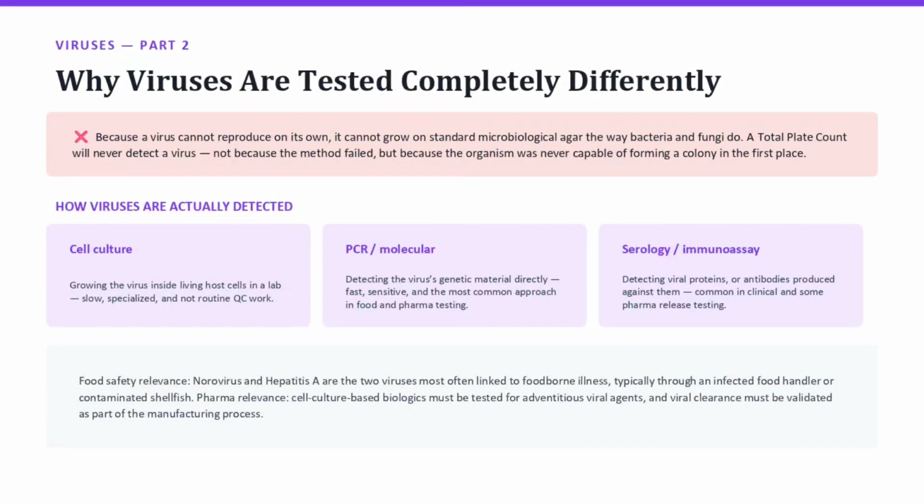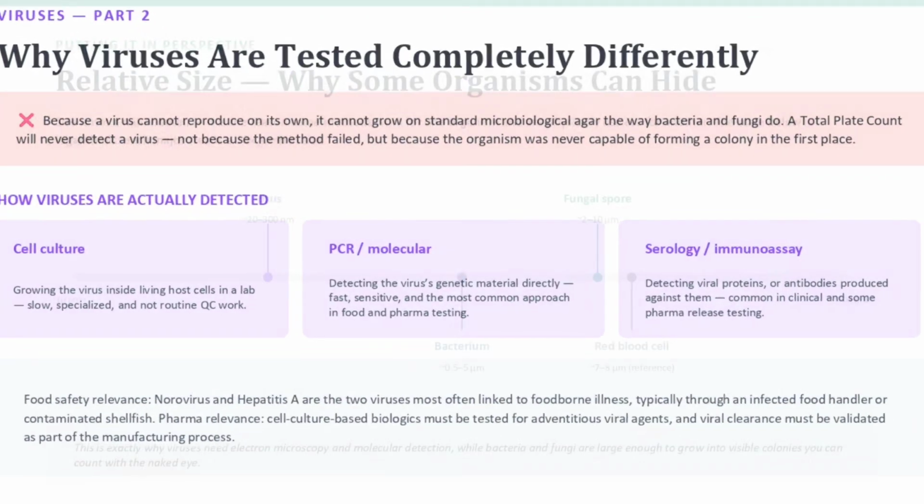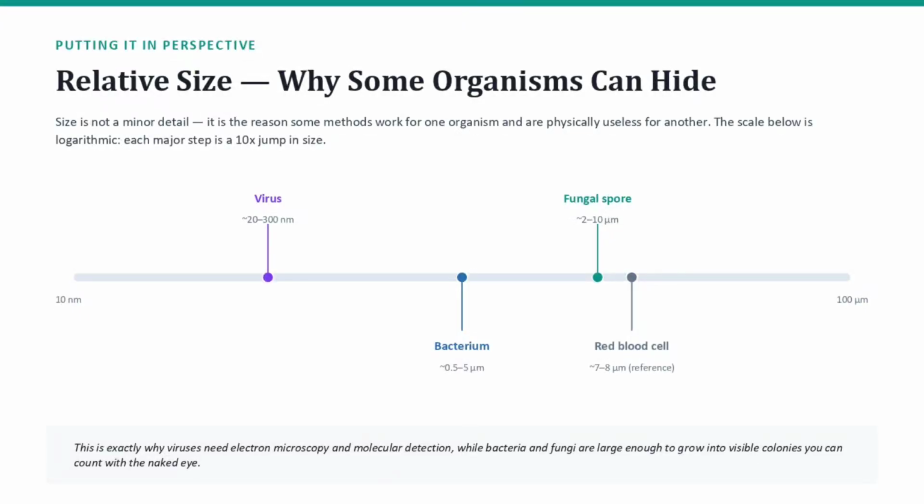In pharma, if you are working with cell culture-based biologics, those products must be tested for adventitious viral agents, and viral clearance has to be validated as part of the manufacturing process itself. I want to put the size difference we have been discussing into real visual perspective, because it is not just a minor detail. It is the actual reason some methods work for one organism and are physically useless for another.